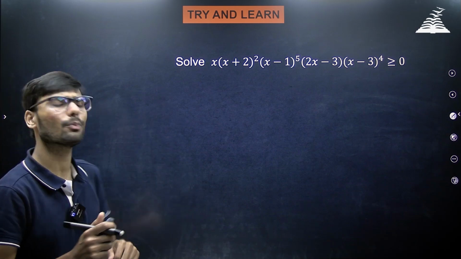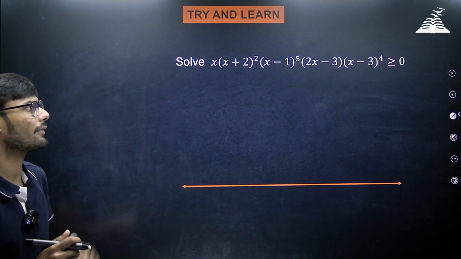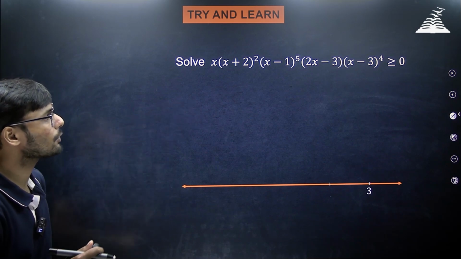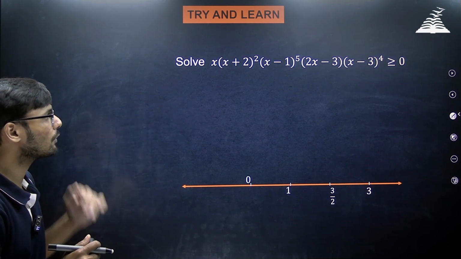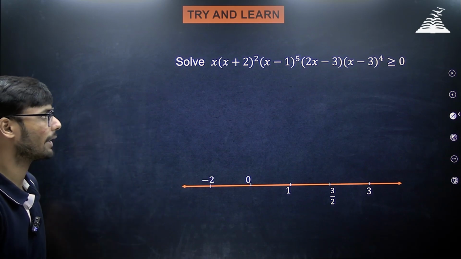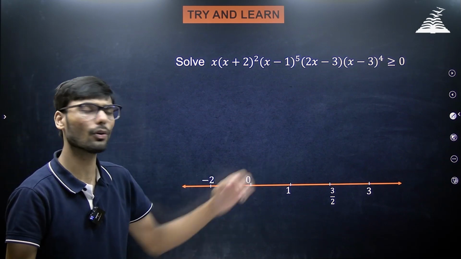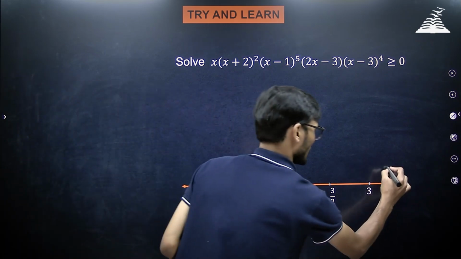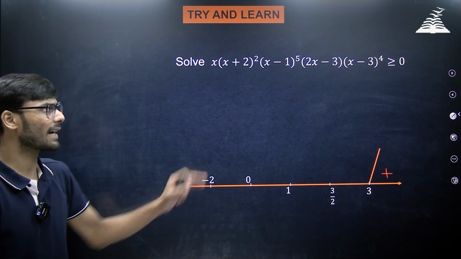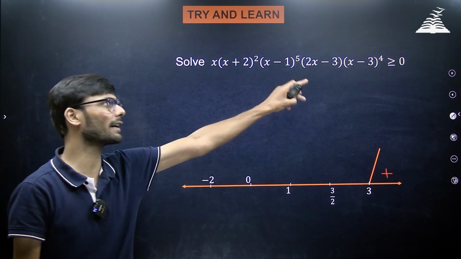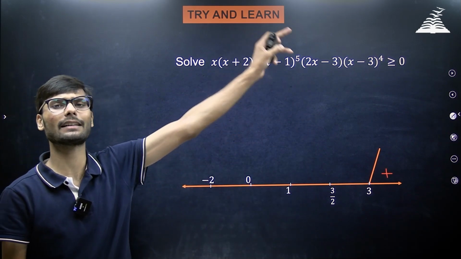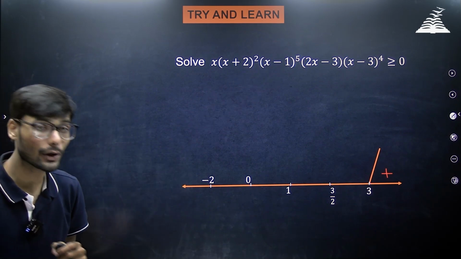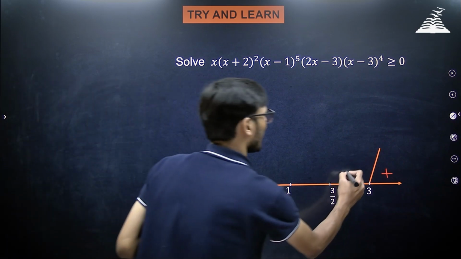So we are going to plot the zeros of this given expression. What are the zeros? The zeros are 3, 3 by 2, 1, 0 and minus 2. Right? We know the extreme right is always positive. We are standing at 3. 3 is the 0 of x minus 3. The power of x minus 3 is 4, which is an even number. The sign is not going to change. So, again positive.